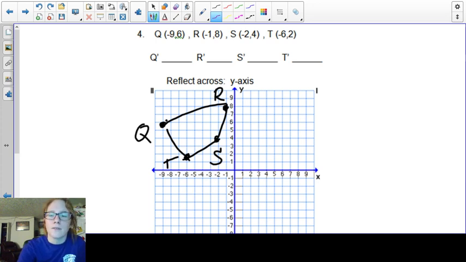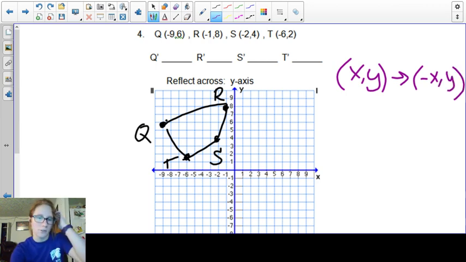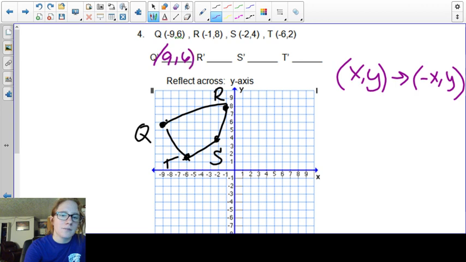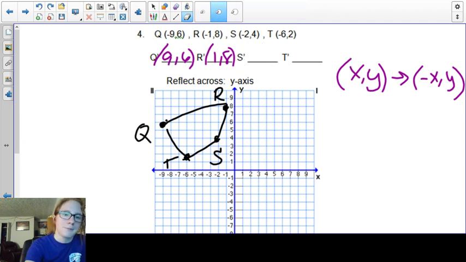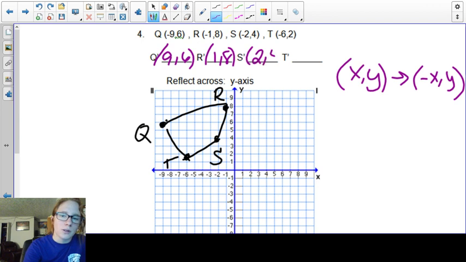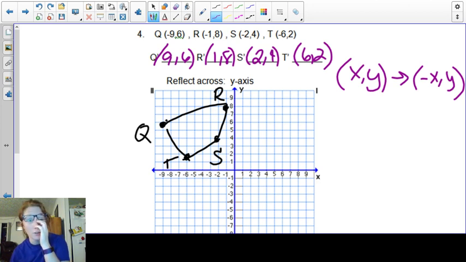If we're going to reflect across the y this time, my x, y will turn into negative x, y. It means my x is going to change signs. So Q prime will be at 9, 6. R will be at 1, 8. And S will be at 2, 4. And T will be at 6, 2. So what I did is I flipped all of the x signs.